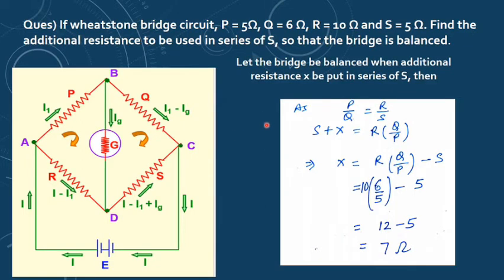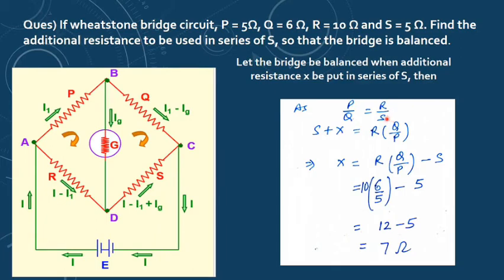This is one numerical for you. If I say P is 5 ohm, Q is 6 ohm, R is 10 ohm and S is 5 ohm, the values are given as per the same diagram. They are asking to find the additional resistance to be used in series with S. It means what resistance I should use in series with S so that the bridge is balanced. If I am not using any resistance in series or parallel, then you know P upon Q equals R upon S.